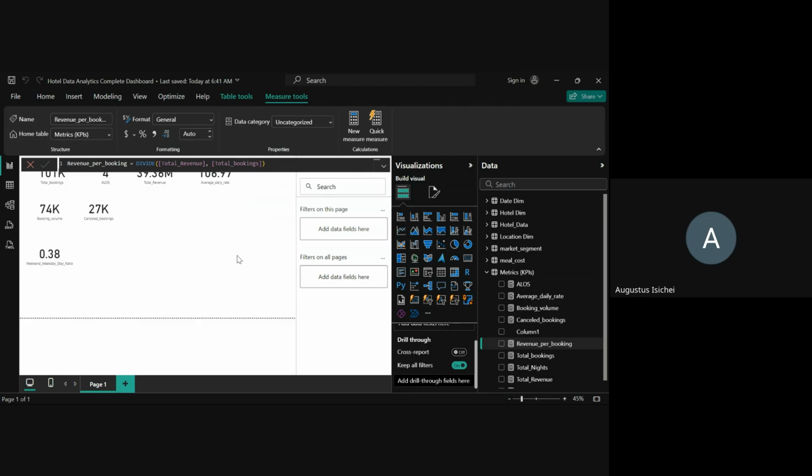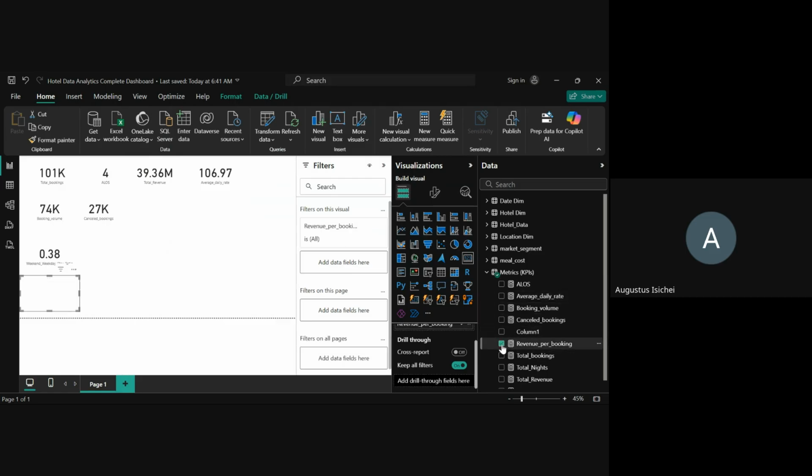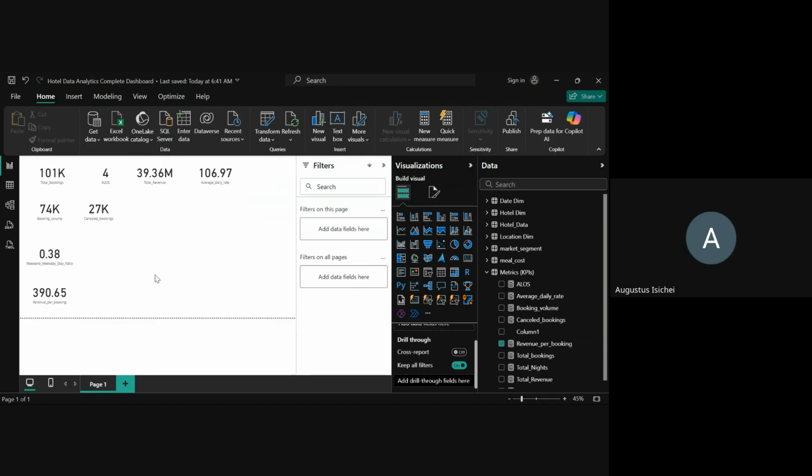Okay, so let's visualize this on a card also. Revenue per booking here. Great. So revenue per booking is 390.6 thousand. Yeah, so these are the metrics that we hope to cover for the second group of metrics, and that is done.